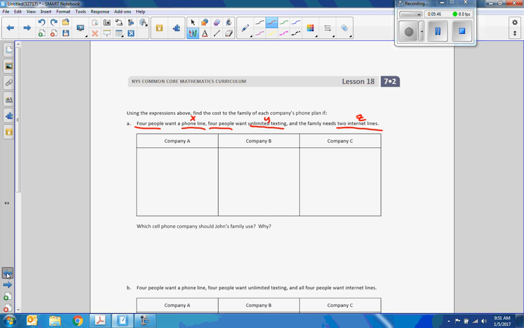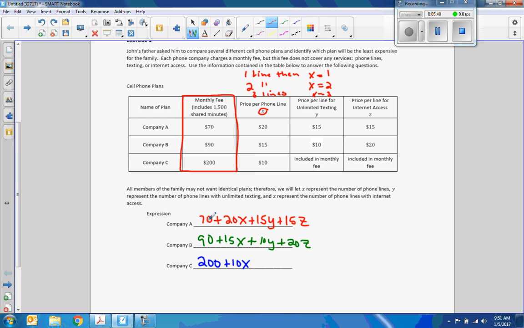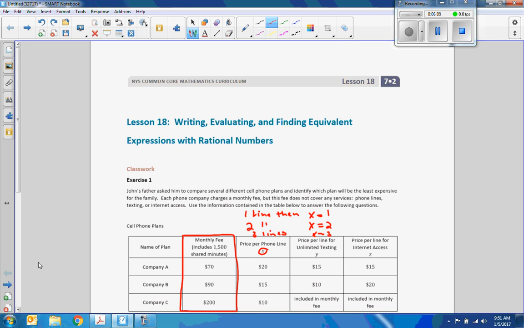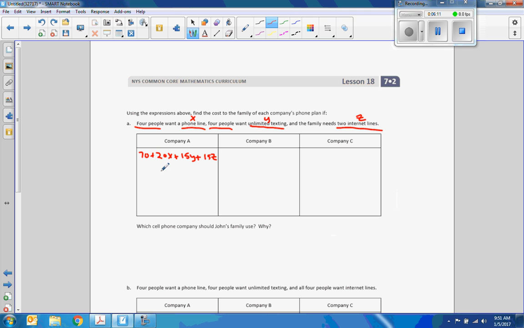If I go back, I have to use the plan that we came up with. $70 plus 20X plus 15Y plus 15Z. So company A is 70 plus 20X plus 15Y plus 15Z. Okay, let's go back and make sure those are right. 70, 20, 15, 15. Yes. So this is our expression we came up with on the last page. When we're doing these problems, you always copy down the expression, substitute in your givens, and simplify.